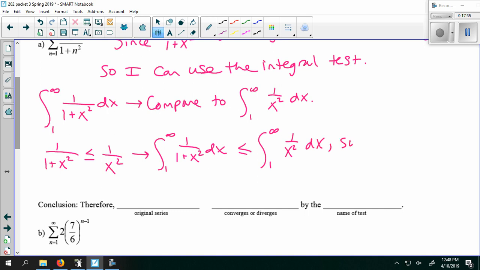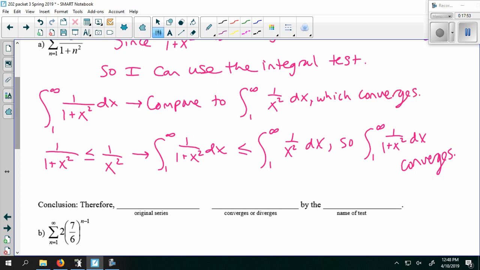So the integral from 1 to infinity of 1 over 1 plus x squared dx converges because it's smaller than a convergent integral. So if my integral from 1 to infinity of 1 over 1 plus x squared dx converges, then my sum converges. The sum from n equals 1 to infinity of 1 over 1 plus n squared converges by the integral test.